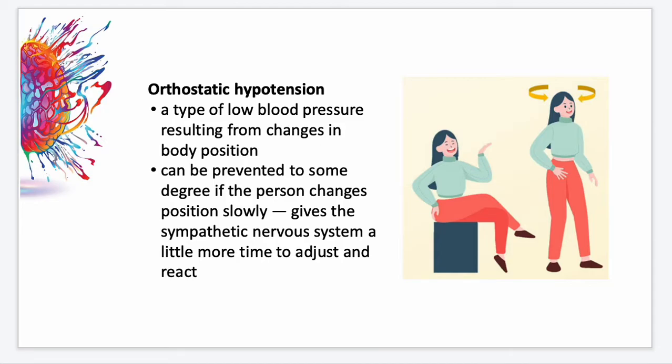Next is your orthostatic hypotension. This is a type of low blood pressure resulting from changes in body position, like yung mga older patients, di ba? Nahihilo sila tuwing tumatayo sila agad. So we can prevent this by sasabihin natin, kung tatayo man tayo galing pagkakahiga or galing sa pagkakaupo, dahan-dahan lang sa pagtayo. So that will give the sympathetic nervous system a little more time to adjust and react.